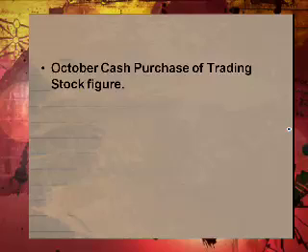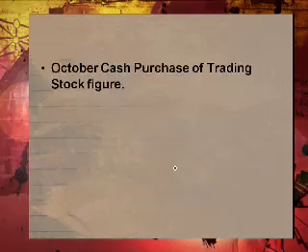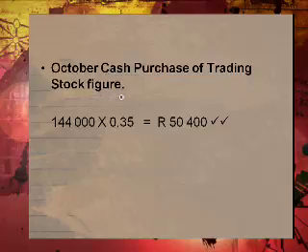Calculate the October cash purchase of trading stock figure. What do I start with? Again, watch what I do here. I need my October figure, right? So therefore, I start off with my cost of sale for October, which is 144,000. Okay? But remember, 65% of all stock is bought on credit. The question said the October cash purchase of trading stock.